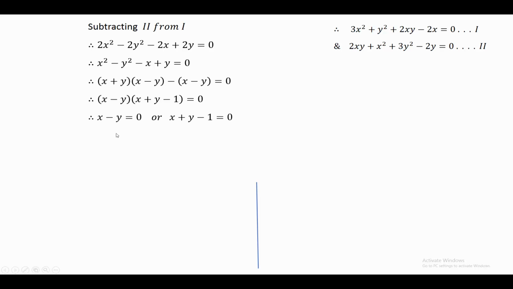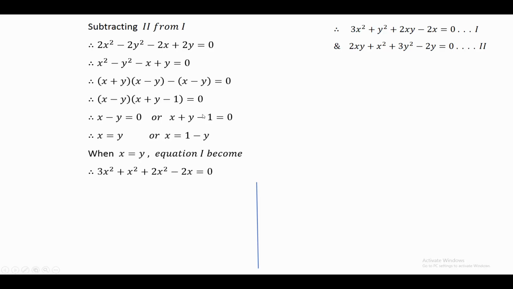Therefore either the first bracket is 0 or the second bracket is 0: x minus y equal to 0, or x plus y minus 1 equal to 0. Therefore we get x equal to y or x equal to 1 minus y. Now when x equal to y, put this value in equation number 1.